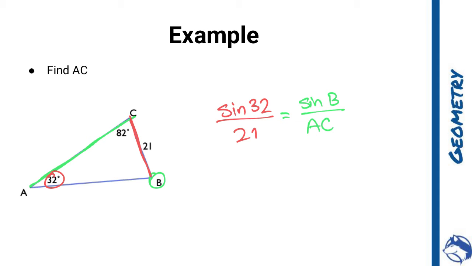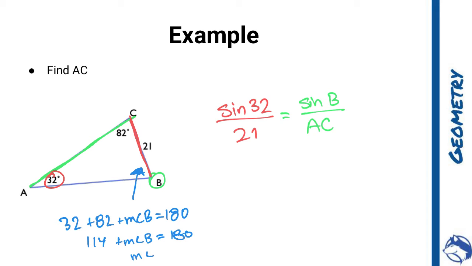So one thing that's nice about this is they gave us two angles. Well, that means that we can find the third, because whatever it is, 32 plus 82 plus the measure of angle B has to be equal to 180 degrees. So when I go ahead and add those, I get 114. So the measure of angle B has to be equal to 66 degrees.